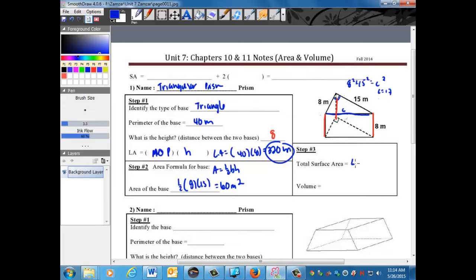Surface area equals lateral area plus 2 times the area of each base. And so our lateral area, that would be 320 plus 2 times 60. So 320 plus 120, that gives us 440 meters squared for the surface area.